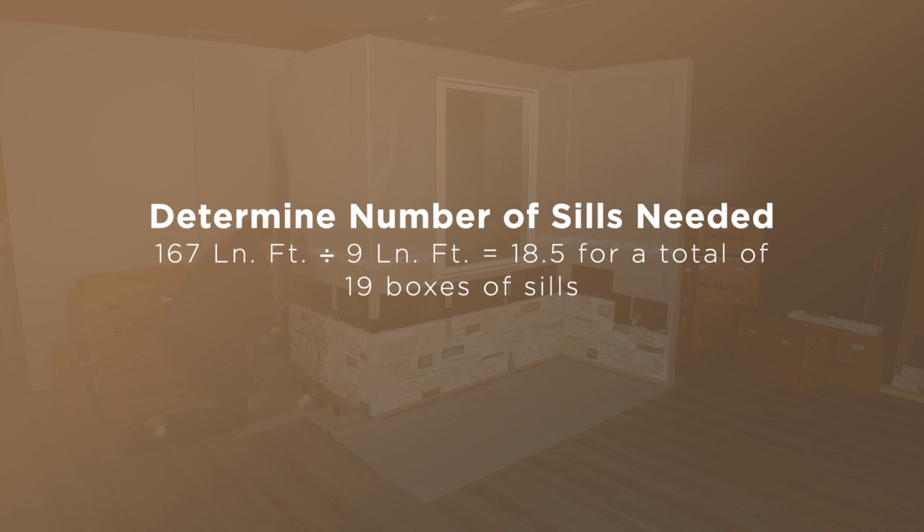Determine the number of sills. If sills are being used on the project, measure the total number of linear feet of sill required and divide by 9. Then round up to the next whole number. Each box of sills contains 9 linear feet of sill. The measurement for the example project calls for 167 linear feet of sill, or 19 boxes of sills. 167 divided by 9 equals 18.5.